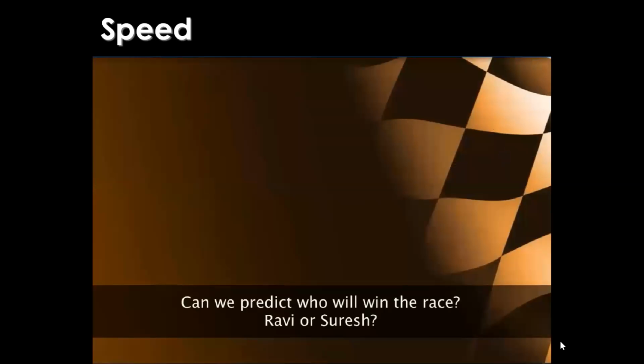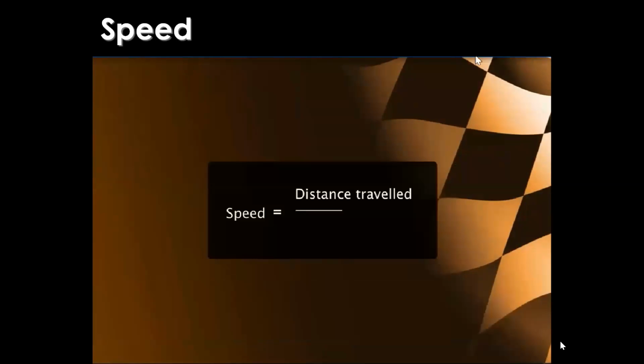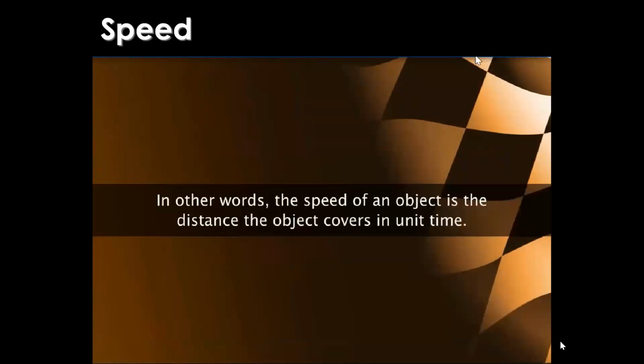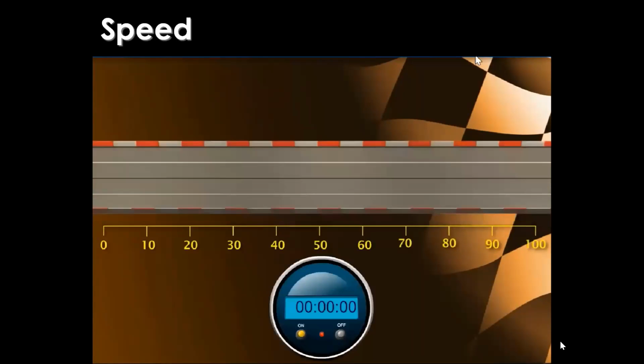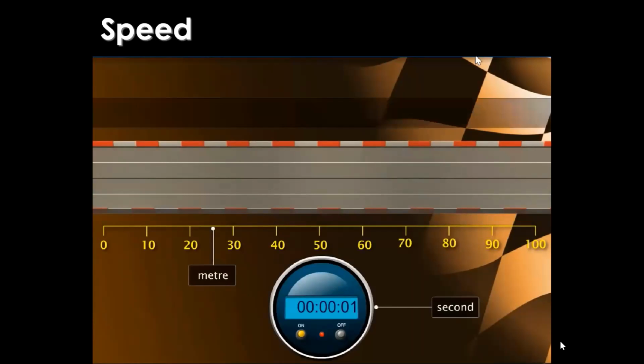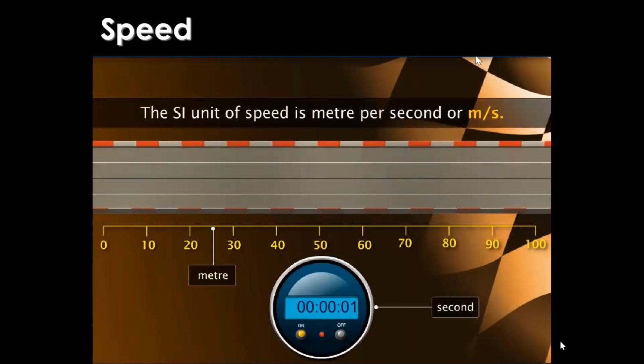To predict who will win the race, we need to calculate one quantity called speed. It is nothing but distance divided by time taken. Speed of an object is the distance the object covers in unit time. And from the formula, we can see what is the SI unit of speed. We know that in SI system, distance covered will be measured in meter and time will be measured in second. So SI unit of speed is meter per second.